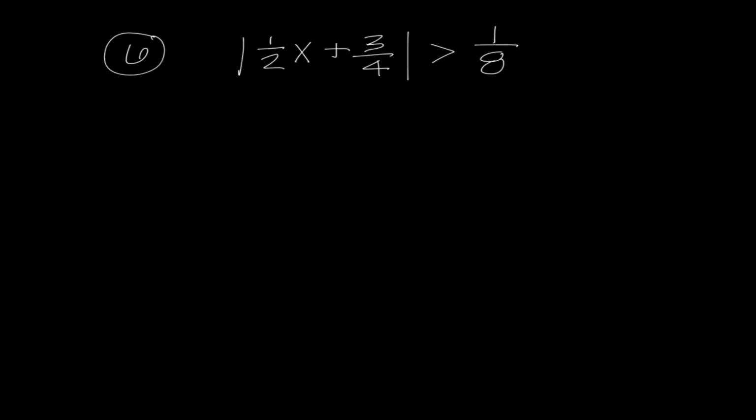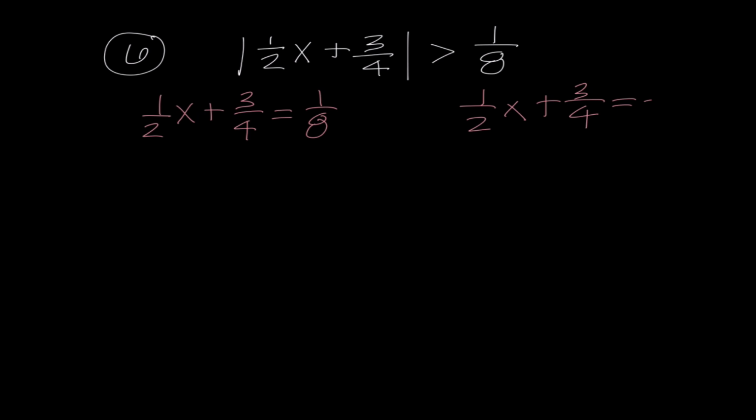Okay, one final problem here. I put this one on just because sometimes I think fractions freak us out. So I have 1/2 x plus 3 halves equals 1/8, and 1/2 x plus 3 halves equals negative 1/8. There's a few different ways we could go about this, but I don't like those fractions. So I'm going to multiply everything by the LCD, which in this case is 8.